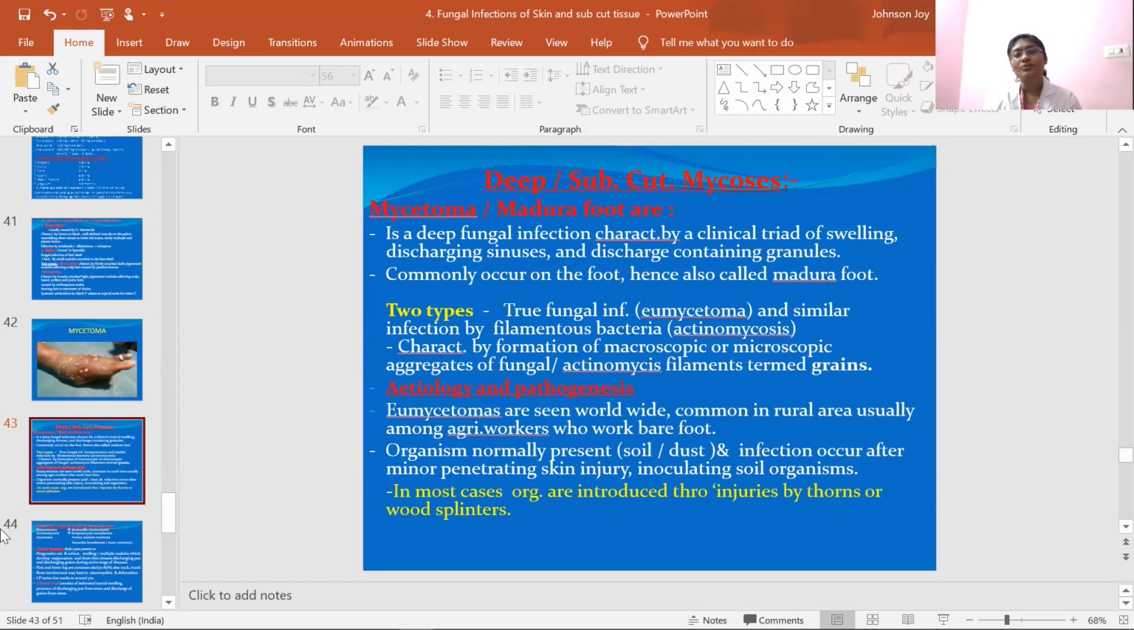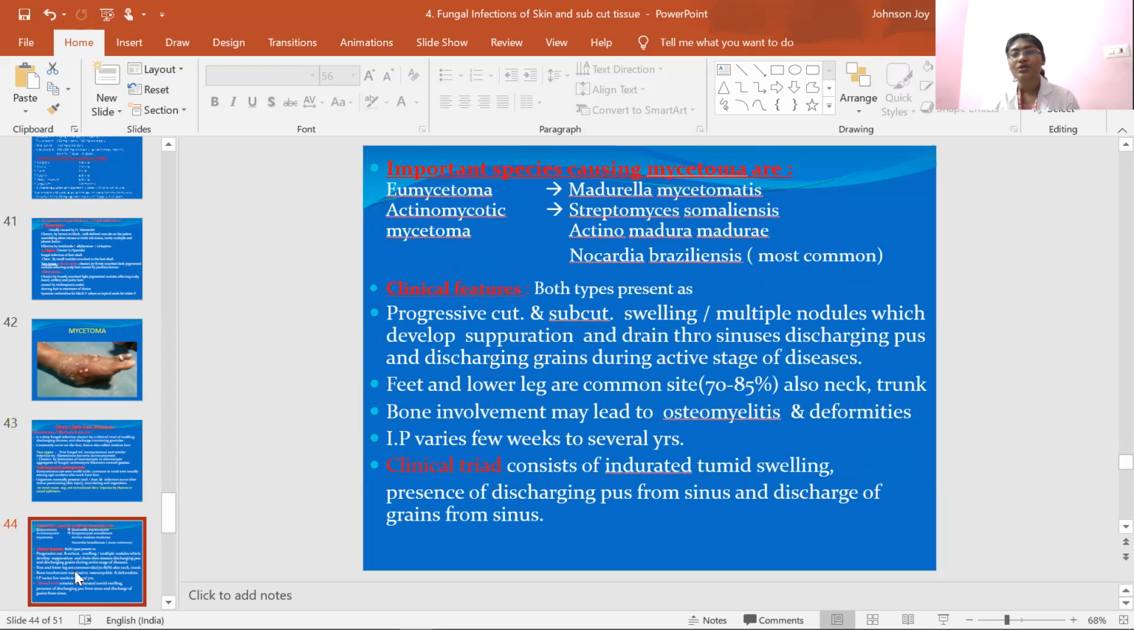Etiology and pathogenesis: eumycetomas are seen worldwide, commonly in rural areas, usually among agricultural workers who work barefoot. The organisms are normally present in soil or dust, and infection occurs after a minor penetrating skin injury inoculating the soil organisms. In most cases, organisms are introduced through injuries by thorns or wood splinters. Important species causing mycetomas: eumycetoma is caused by Madurella mycetomatis. Actinomycetoma is caused by Streptomyces somaliensis, which is a bacterium.